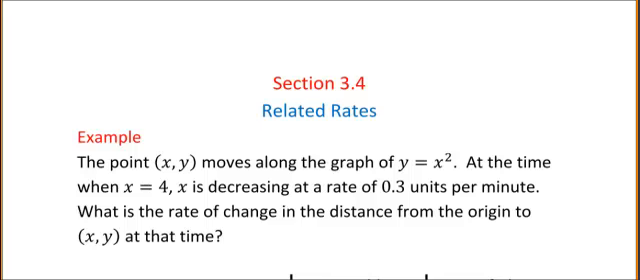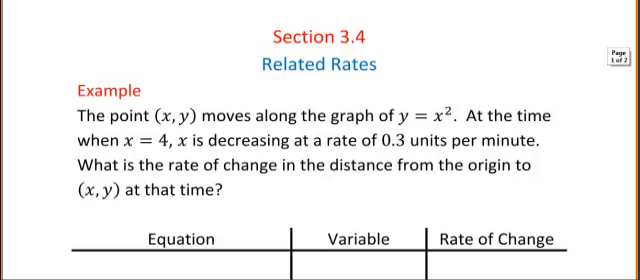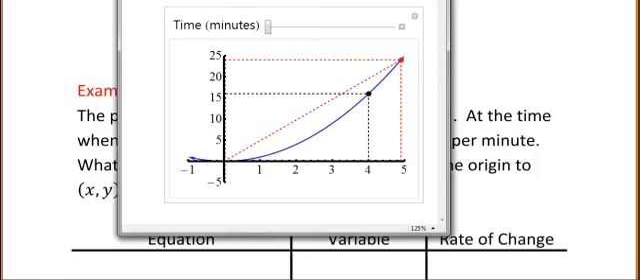So let's take a look at an example of this, and I tried to start off with a fairly simple example. We have the point (x, y) moving along the graph of y equals x squared. At one point in time, x is equal to 4, and it's decreasing at 0.3 units per minute. What is the rate of change in the distance from the origin to that point? Let's take a look at a picture of this.